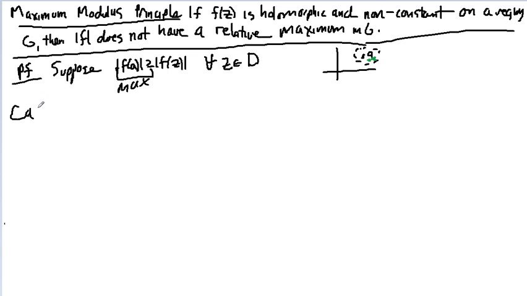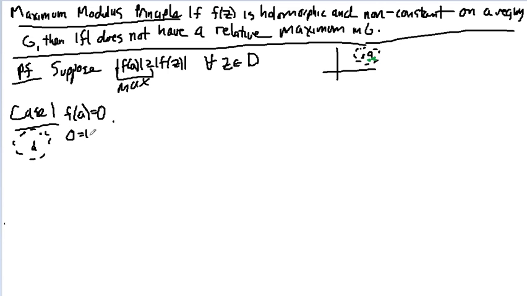I'm going to split into two cases. We're going to get contradictions. Case 1 is where f of a is equal to 0. If this is the case, since f of a is the biggest thing in this region, that means that for all of these z's, f of z has to be equal to 0 because |f(a)| is bigger than or equal to |f(z)|.